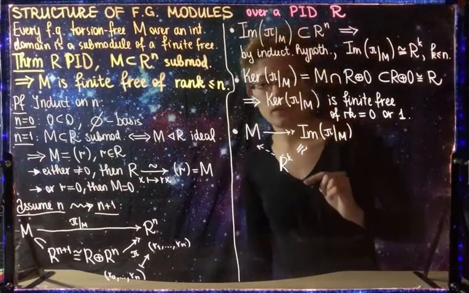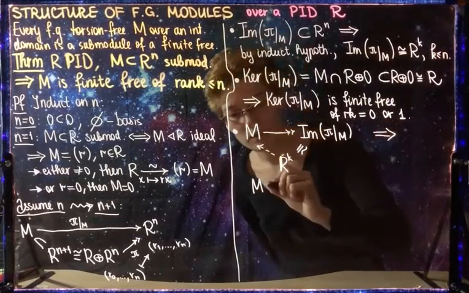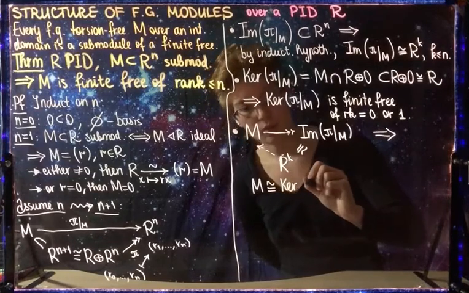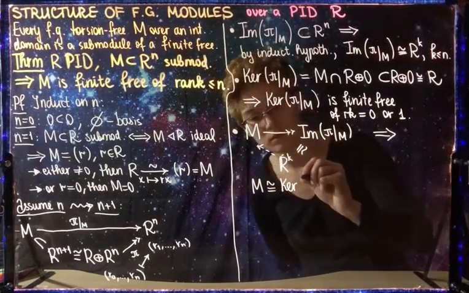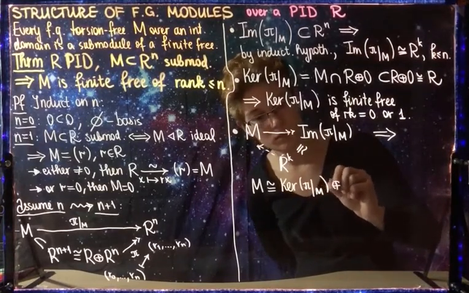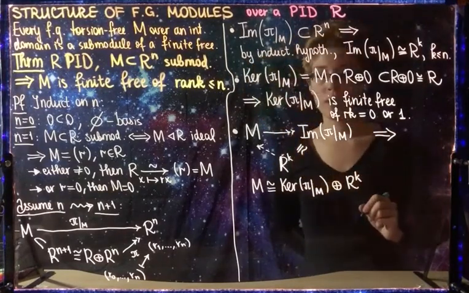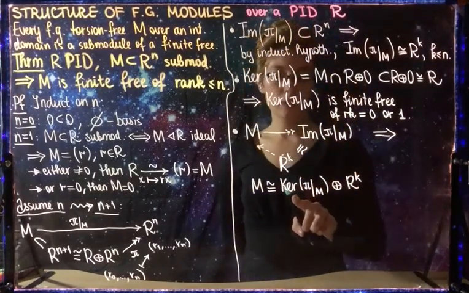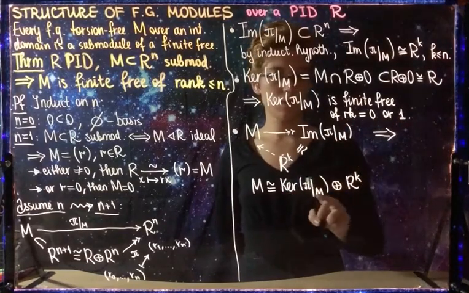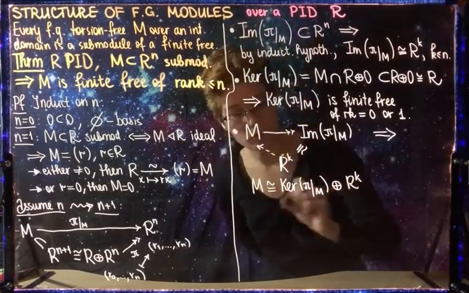And we get that M is isomorphic to the kernel of pi restricted to M plus R^k. So the kernel is generated by 0 or 1 element and is free, and we add another free module. So M is also free.